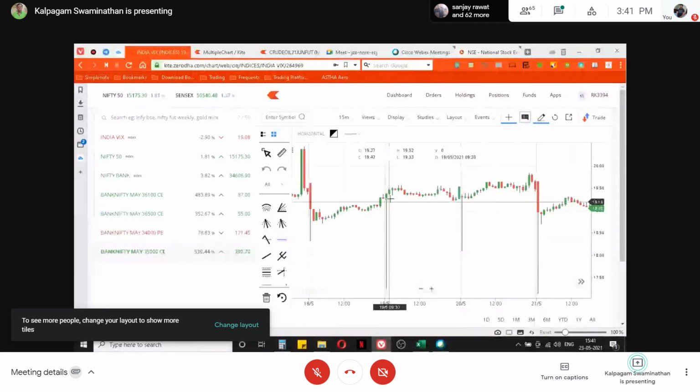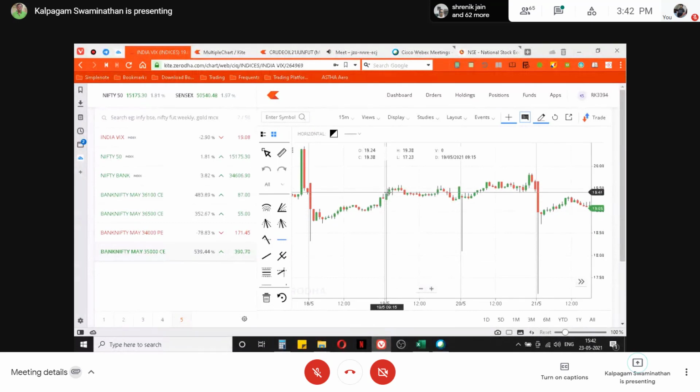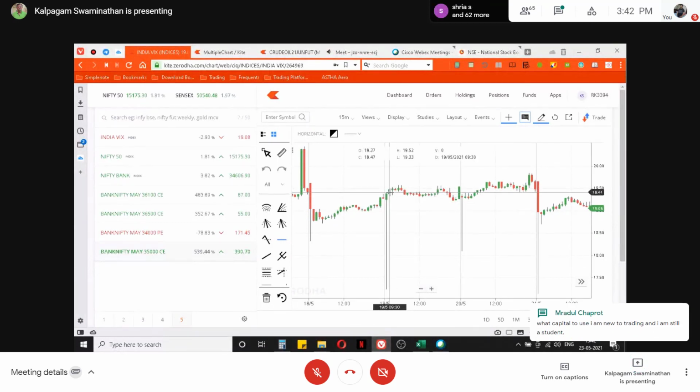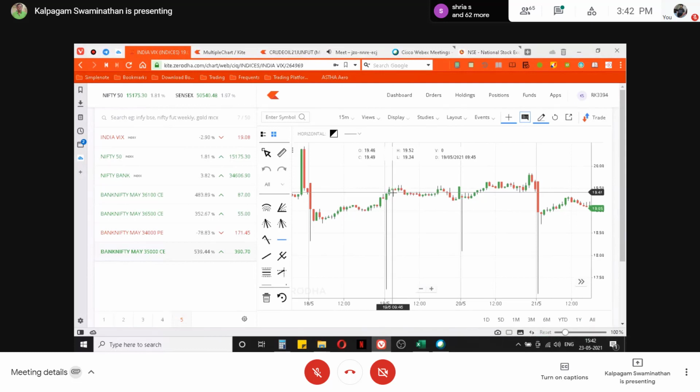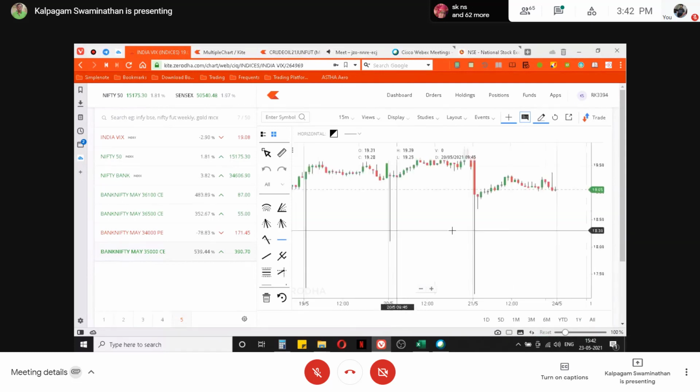If VIX increases, it means fear is going up in the market and your Nifty and probably Banknifty will start falling. If VIX is decreasing, it means that fear is less, so people will start buying and the market will go up.